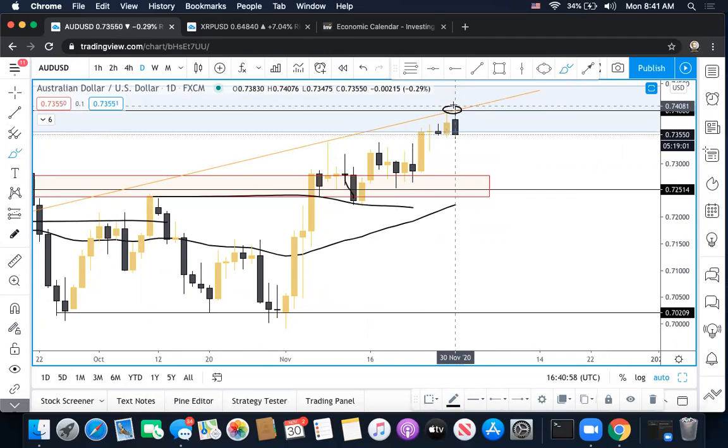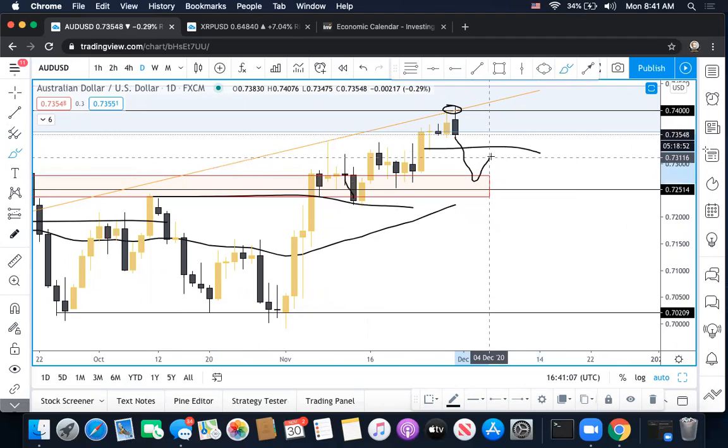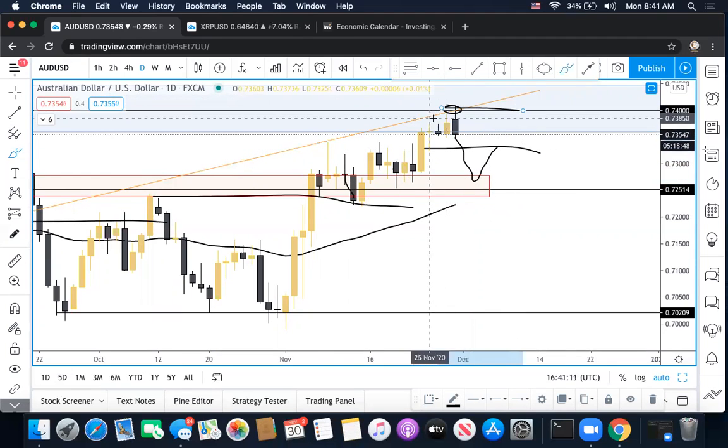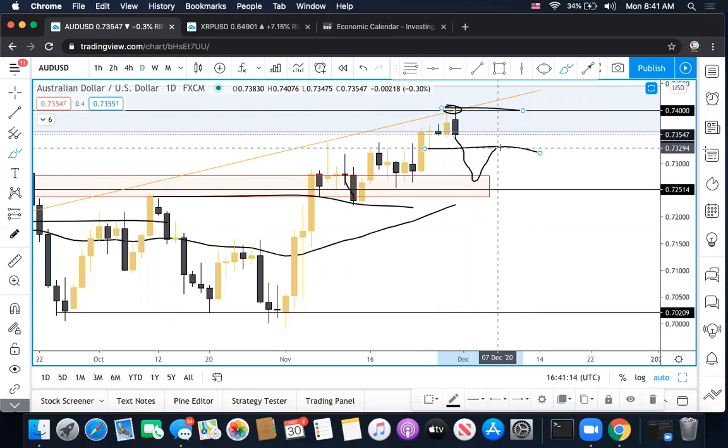So here we got the rejection possibly. So I would need to see candle close below this support first, break below that support. If we push back up, I would need to see this resistance overall hold, price not breaking back above that. And then from there, I would need to see the market break below 0.725.